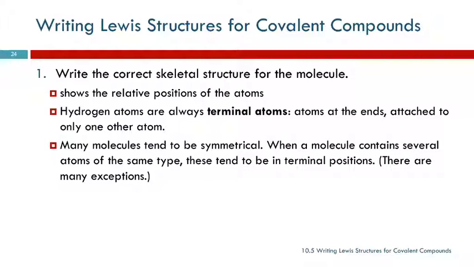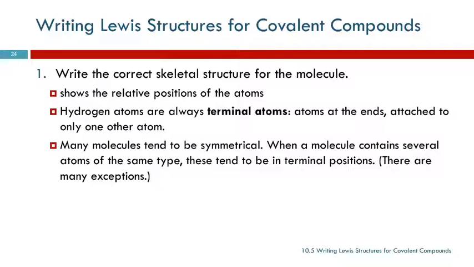This is a little bit like balancing chemical equations. I can't give you a hard and fast set of rules. I can just give you some guidelines. One of the guidelines is that hydrogen atoms are always terminal atoms. Terminal means they're at the end. They're not in the middle. Because hydrogen only has one electron, it can only form one bond. So it can only be attached to one other atom. It can't be between two atoms. It just doesn't have enough electrons.